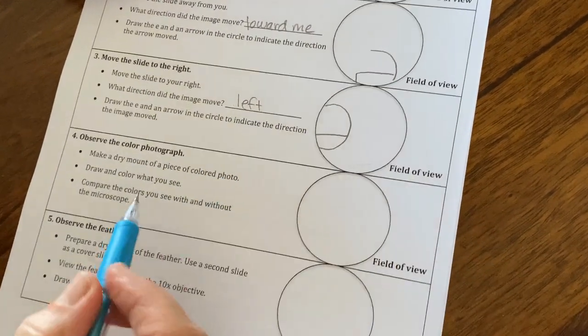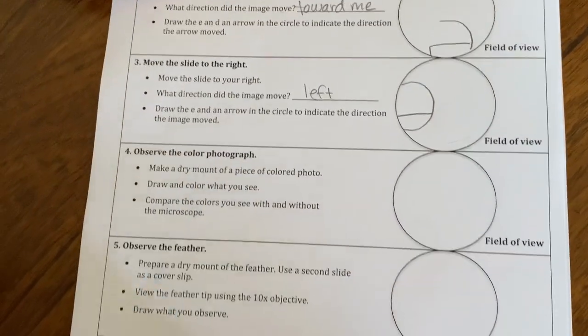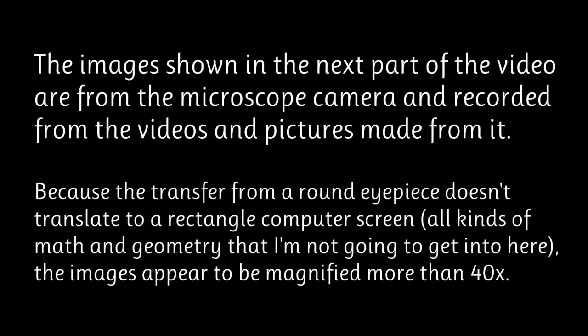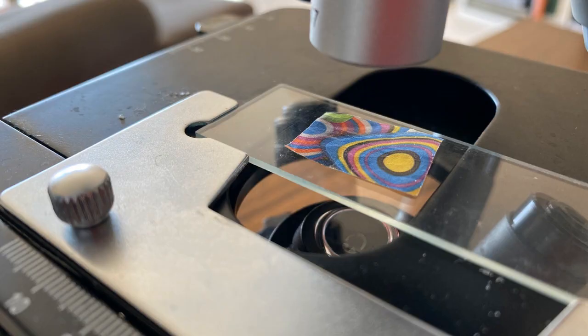The next thing we're going to do is look at a color photograph. This is a picture that I cut out of a magazine. It's nice and colorful, and I'm using my fancy microscope for this. This is what the picture looks like normally, and then we're going to look at it using the microscope.